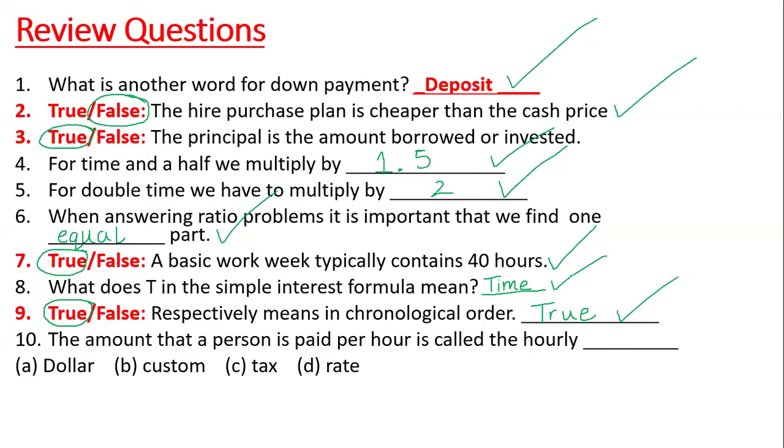Next, number 10. The amount that a person is paid per hour is called the hourly rate. Rate. The hourly rate. Y'all got that? Yes, sir. Excellent. Very good. Anyone got 10 out of 10? Yes, sir. I did. I got 10 out of 10.